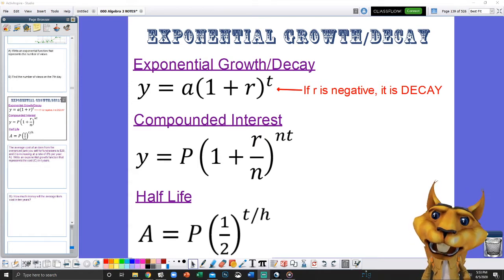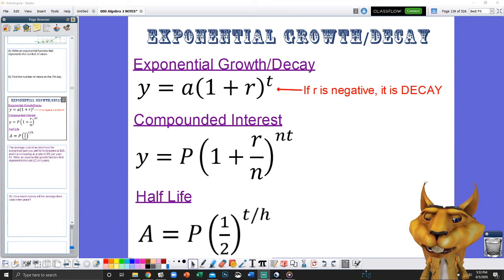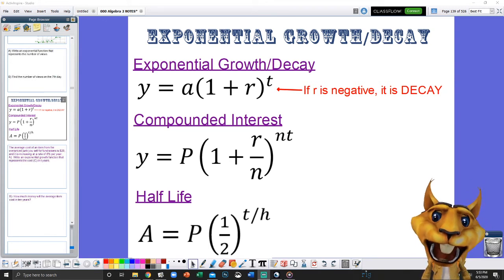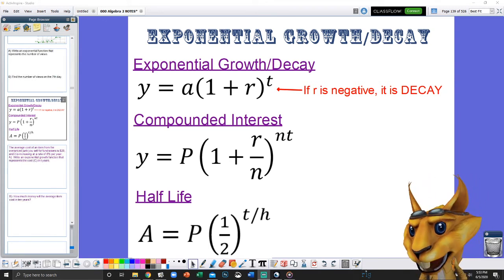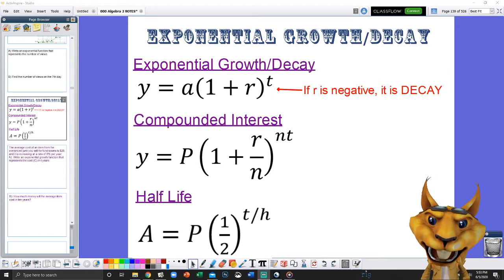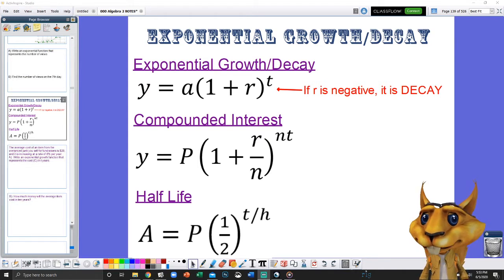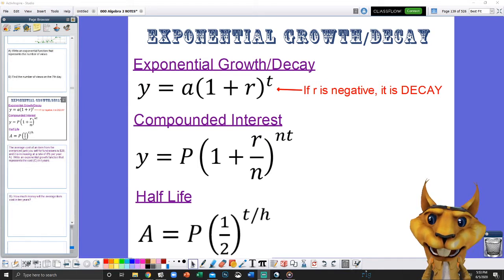Half-life, this is used a whole lot in science. So when you're talking about carbon dating, not dating somebody who's made of carbon, but seeing how old something is, we're going to use that half-life formula. So P is the original, I'm going to call it population, but the original amount of whatever probably radioactive substance you had. 1/2 is always going to be there, that's why it's called half-life. And then T is going to be time, and H is going to be whatever the half-life is.